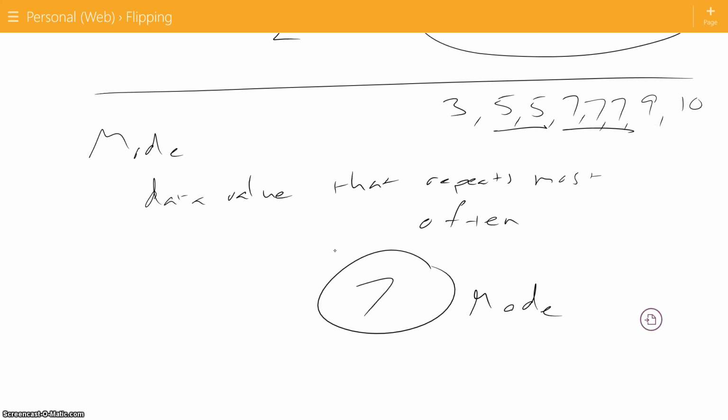Okay. One other thing we're going to look at is weighted averages.